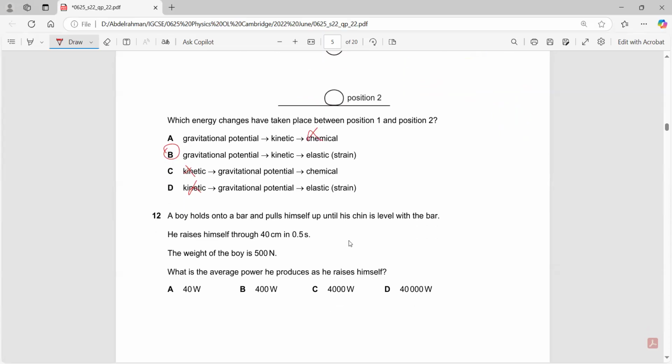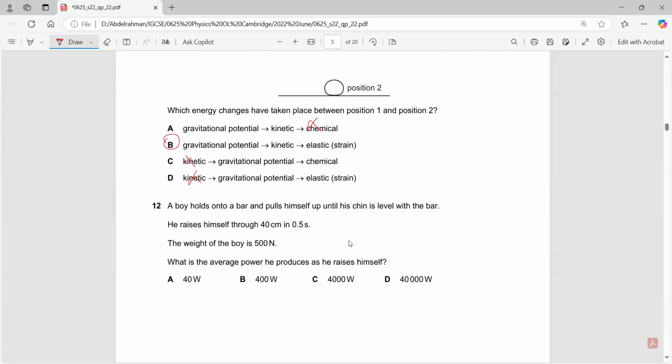Question 12. A boy holds onto a bar and pulls himself up until his chin is level with the bar. He raises himself through 40 centimeters in 0.5 seconds. The weight is 500 newtons. What is the average power? How can I find the power? Power equals energy over time. What is the energy? It's the work done over the time. Or basically you can say force times distance moved over time.